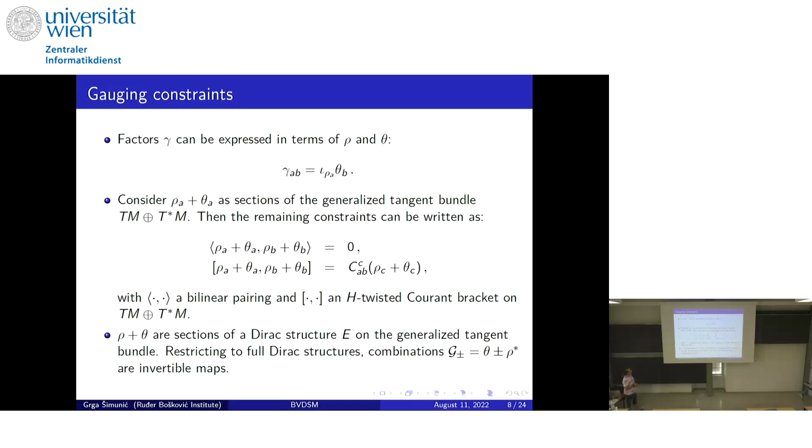And what this means is that rho plus theta must live on a sub-bundle E of T plus T star, such that the bilinear pairing is zero, and which is closed under this Courant bracket, making it a Dirac structure. And thus, this is called the Dirac sigma model.